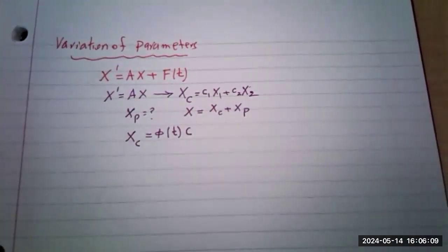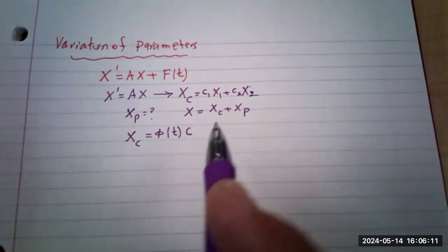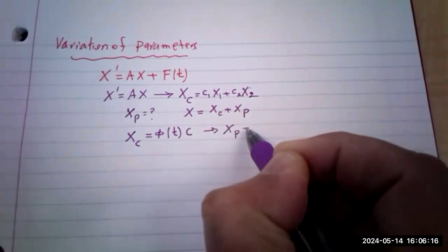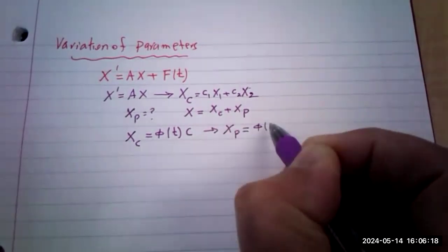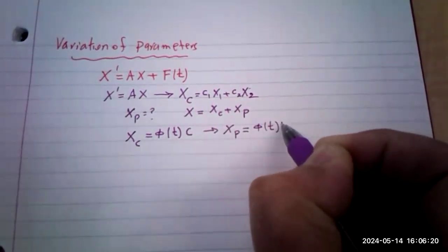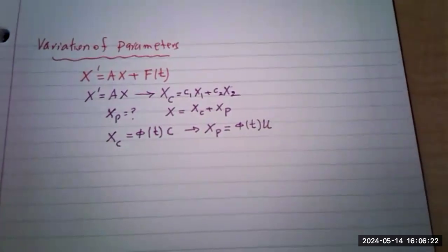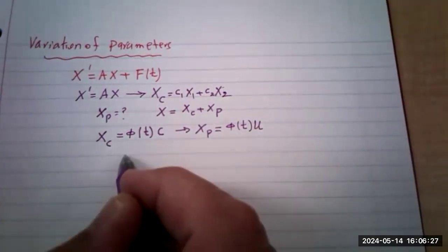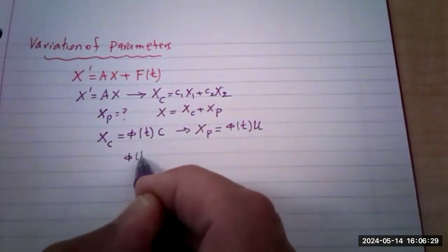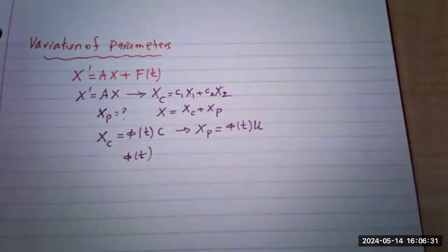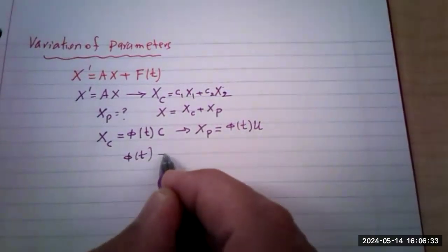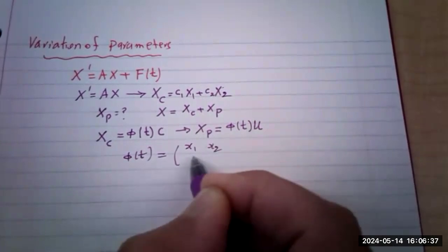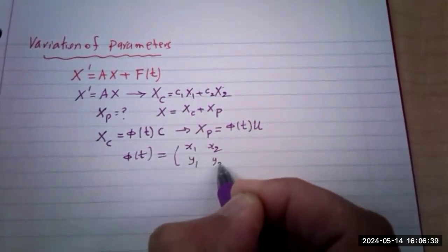Then what we did, we replace the c by u. So xp is going to be phi of t times u, and we have to find the u. This phi of t would be a matrix, which we define by x1, x2, y1, y2.